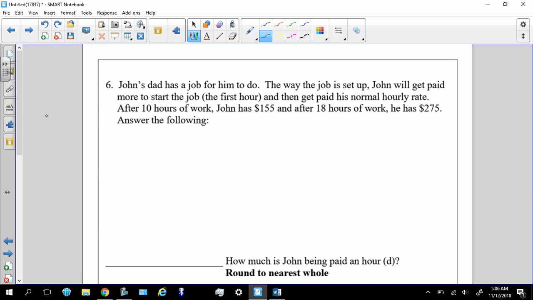John's dad has a job for him to do. The way it's set up, John will get paid more to start the job the first hour and then get paid his normal hourly rate. After 10 hours of work, John is at 155 bucks. So A of 10 is 155. After 18, A of 18 is 275. Okay? Now, we've got to answer the following.